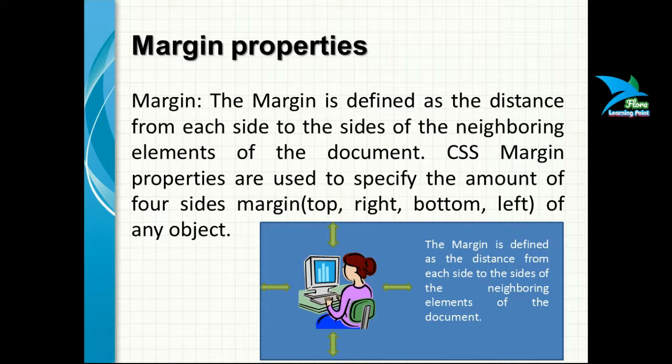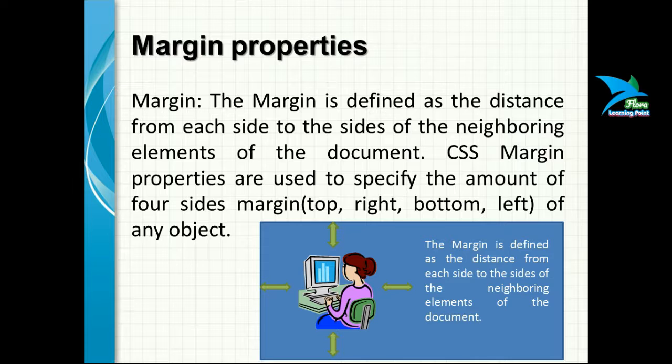First we'll discuss margin properties. The margin is defined as the distance from each side to the side of the neighboring element of the document. CSS margin properties are used to specify the amount of margin on the four sides, top, right, bottom, and left, of any object.